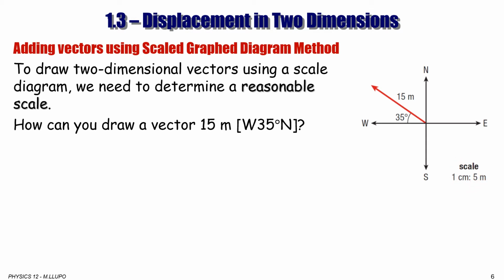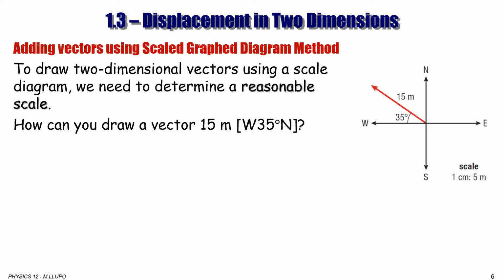So when you draw it, you have to draw it 3 centimeters, because that length represents the magnitude of that vector. 3 centimeters multiplied by 5 is going to be 15 meters. However, you can change the scale as you like. For example, if 3 centimeters is too long to draw for the space that you have, you can use a different scale, like 1 centimeter is equal to 10 meters.